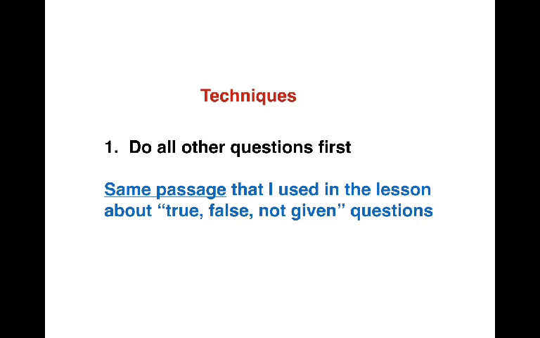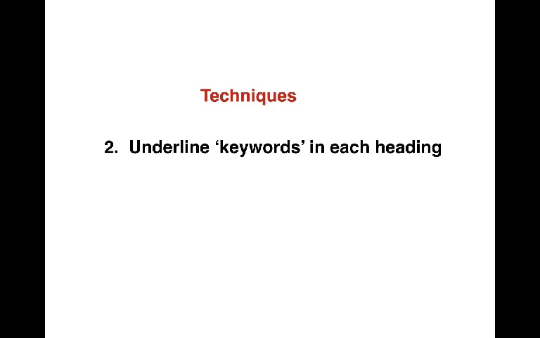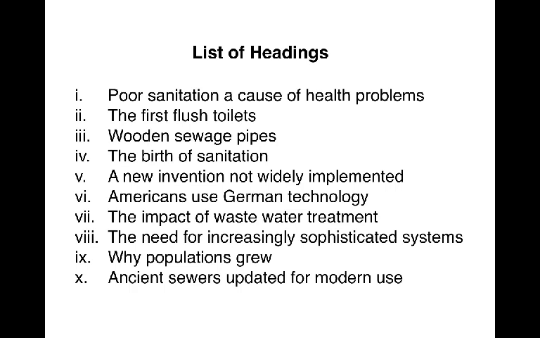Once we've done that, which you already have if you've done the true, false, not given lesson, we go on to technique number 2. That's underline keywords in each heading. Let's do that now. Here's the list of headings. And quickly I'm going to cross out this one because that was paragraph A given as an example.